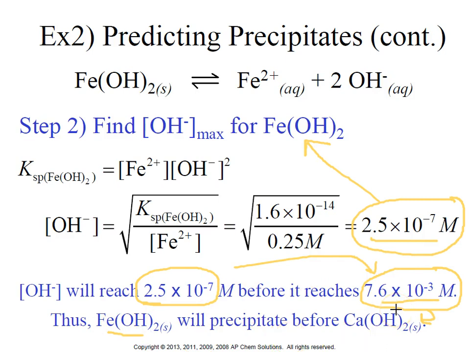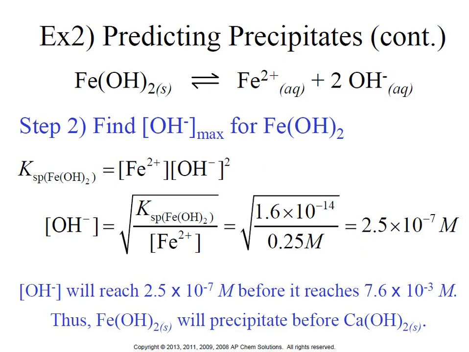Okay? So if you're asked which one will precipitate first, you're going to calculate the maximum amount of that ion that you're adding that it will take to form the precipitate. Whichever one requires less to reach the maximum is the one that's going to form the precipitate first. In this case, the iron will form before the calcium. You'll also notice that the iron has a smaller KSP value, which means it's less soluble. So that would make sense that it would precipitate first.